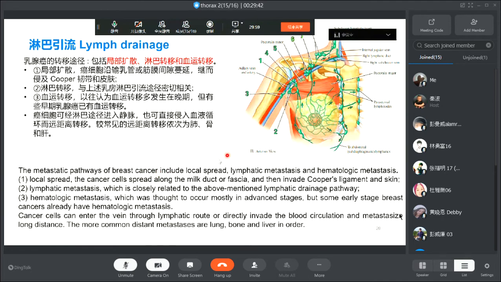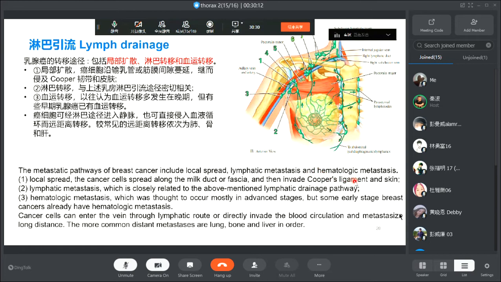The breast cancer cell can spread through three ways. The first way is local spread in the breast. The cancer cells spread along the milk duct or the fissure, and then invade the Cooper ligament. Cooper ligament is the suspensory ligament of the breast.